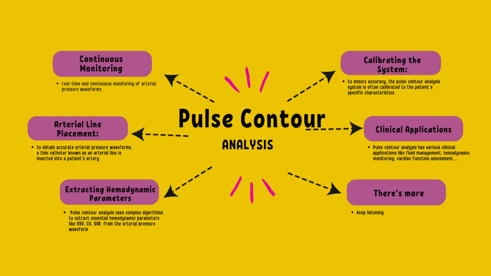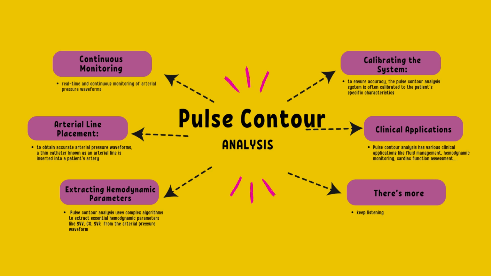Alright, picture this. You're in a hospital's critical care unit or an operating room, and there's a patient with wires and monitors all around. Among those monitors, you'll often find one displaying something called arterial pressure waveforms. But what do these squiggly lines really mean? That's where pulse contour analysis comes into play. It's like a detective that deciphers those mysterious squiggles.